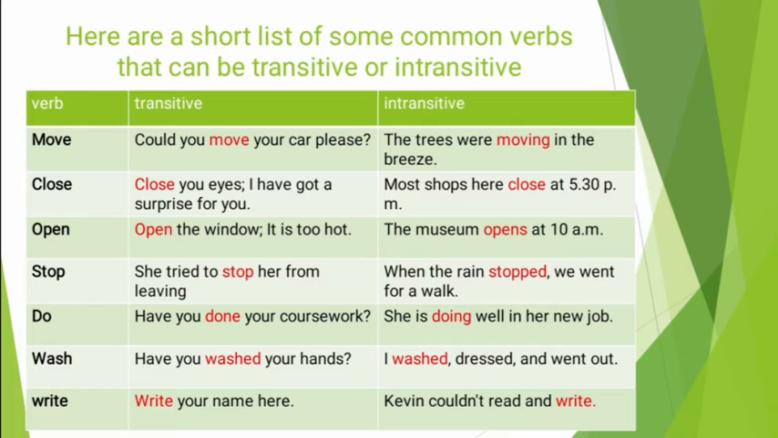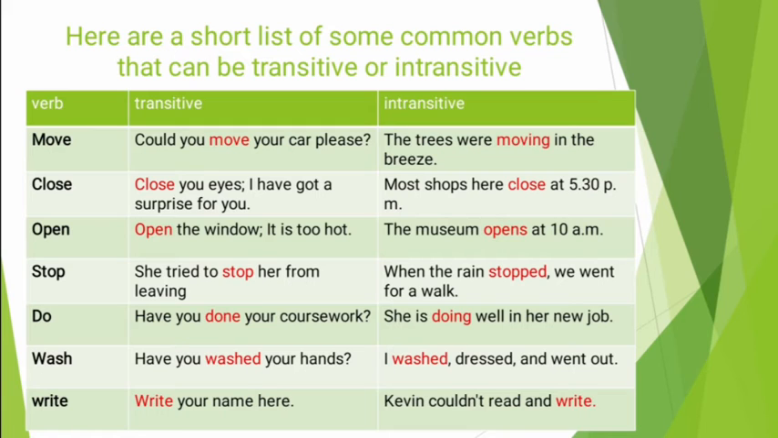Now in the first column you can see move, close, open, stop, do, wash, write. The next column is transitive and the next column is intransitive verbs. Let's look in detail. Could you move your car, please? In the next sentence, the trees were moving in the breeze. In the first sentence, move is transitive and in the next sentence, moving is intransitive. Why? Because in the first sentence, your car is the object, and in the next sentence there is no object.